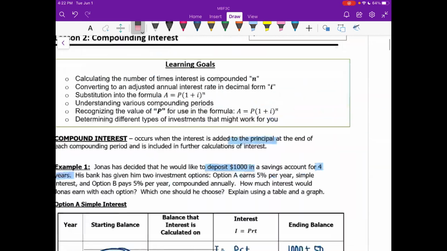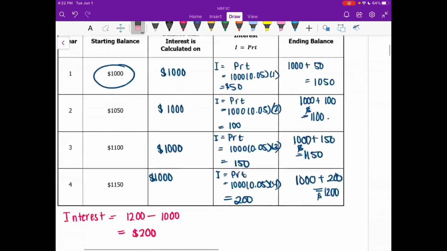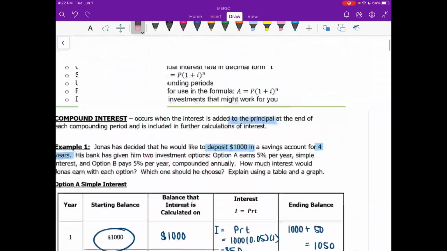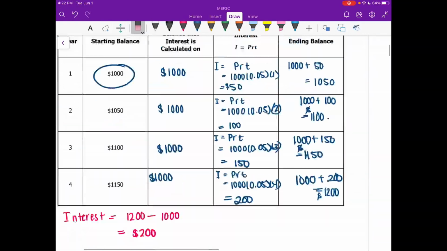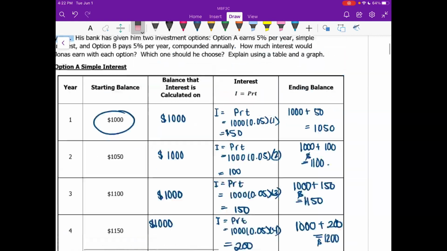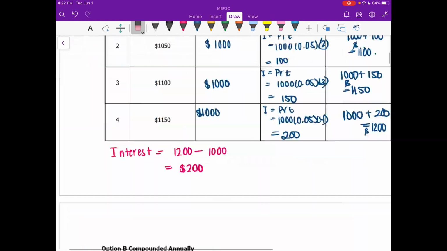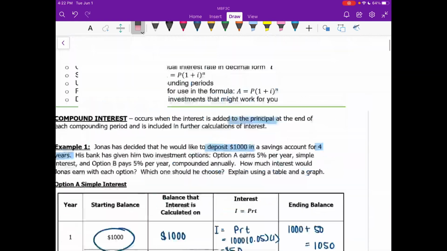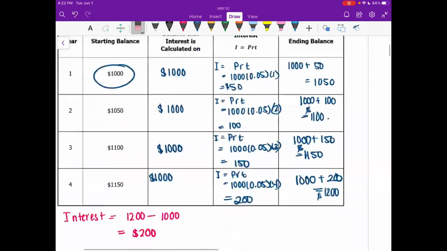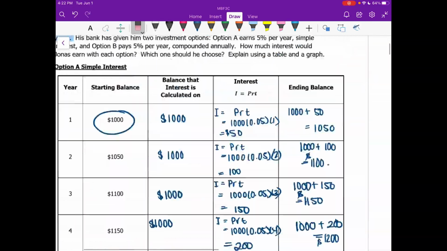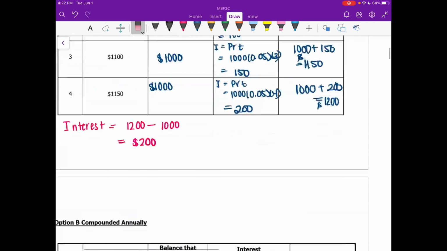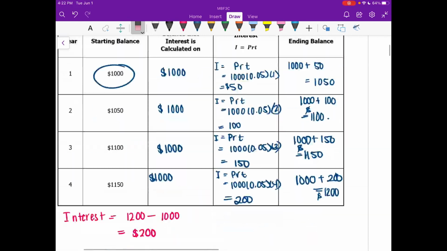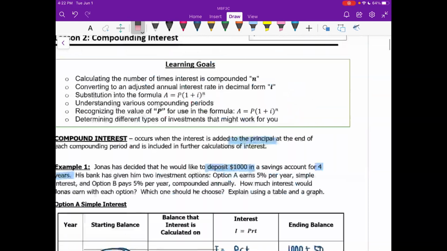So I would say, therefore, Jonas should pick option B because he'll earn more interest. And obviously, even if it's $15 more, you're going to want that one. For the same amount of money, why would you not?